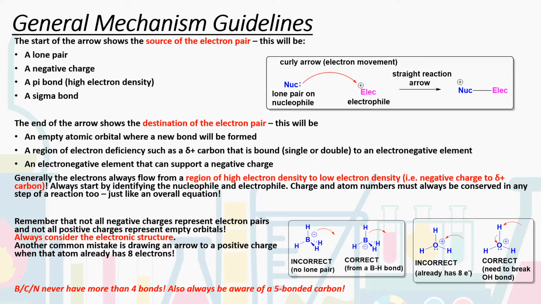Another common mistake is to draw an arrow directly to a positive charge when that atom already has 8 electrons. An example would be this oxonium ion, H3O+. Remember, this is always formed if we have an acid in water. H+ never really truly exists on its own. It always goes around as H3O+. And so this might be the electrophile. In our reaction, we have some nucleophile, and what we can't do is just draw an arrow directly from our nucleophile to the positive charge on the oxygen, because the positive charge isn't representing an empty orbital or actually really a deficiency of electrons.